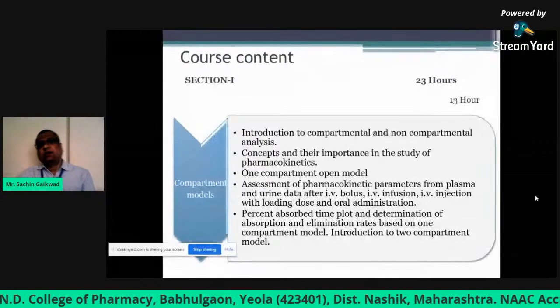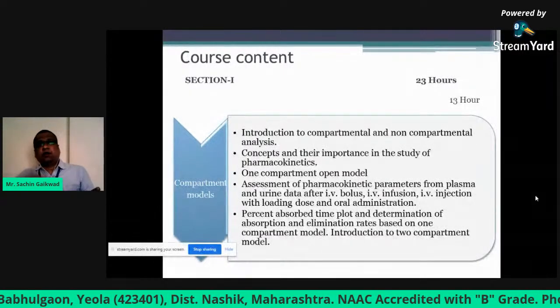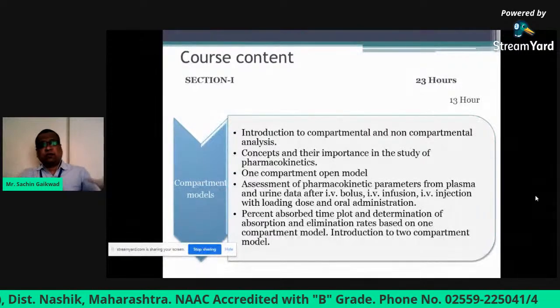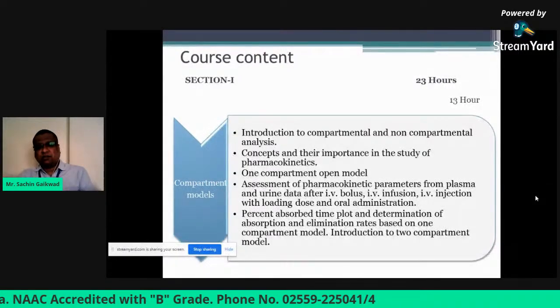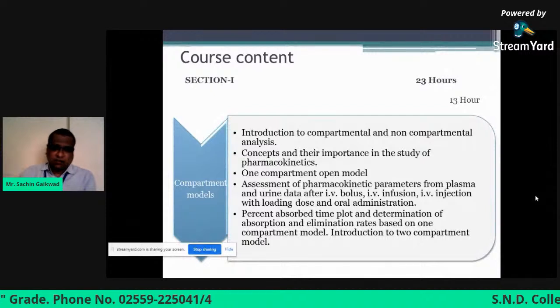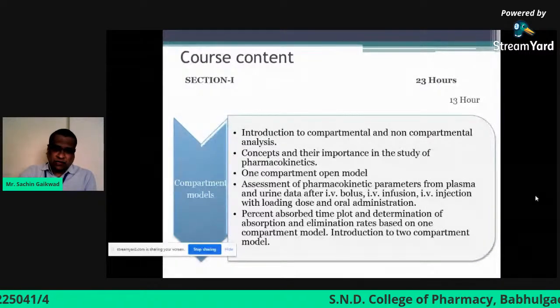We have to learn how the drug will get transported from one compartment to another compartment. All these things will be covered under this chapter. So we will look at the various points.